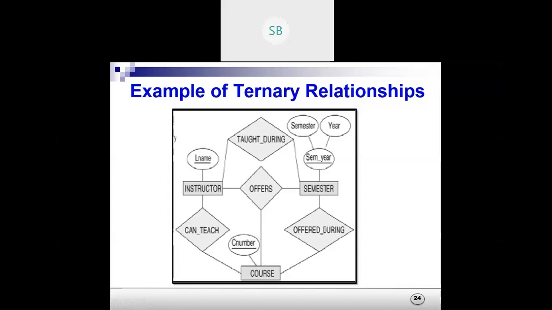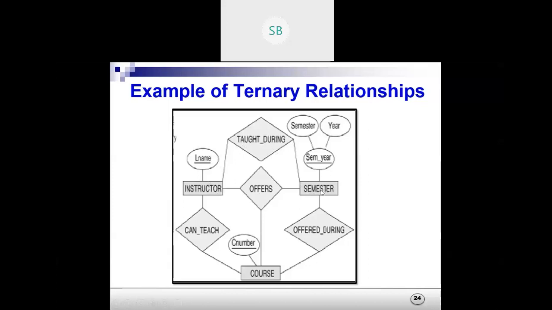That is, there are three participating entities. So that means it is a ternary relationship, and we must try to avoid this kind of relationship. Also, for the taught during relationship, how many entities are there? Only two participating entities, instructor and semester. So that is why it is known as binary.